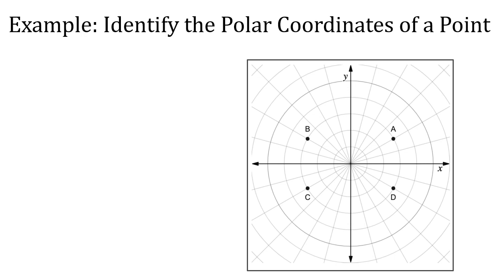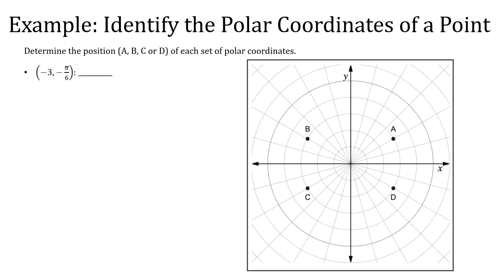We are being given a polar graph, and on that polar graph, we see that there's a point A in the first quadrant, a point B in the second quadrant, a point C in the third quadrant, and a point D in the fourth quadrant. How can we identify those points? So we want to determine those positions, and we're being given some choices here. So the first choice is the polar coordinate -3, negative pi over 6. Where is that point? Is that point at A, B, C, or D?